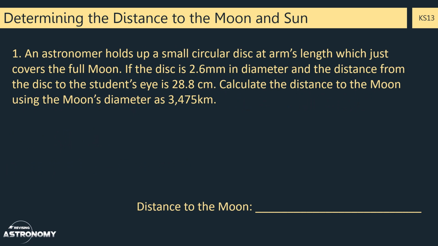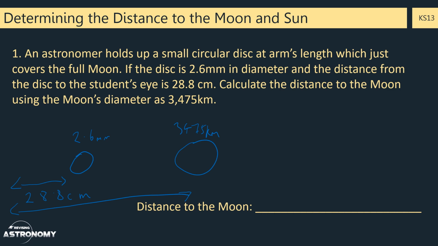An astronomer holds a small circular disc at arm's length which just covers the full moon. If the disc is 2.6 millimeters in diameter and the distance from the disc to the student's eye is 28.8 centimeters, calculate the distance to the moon using the diameter of the moon as 3,475 kilometers.